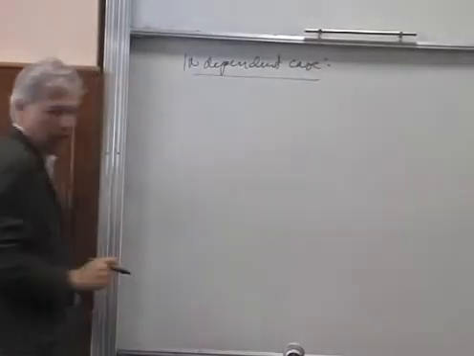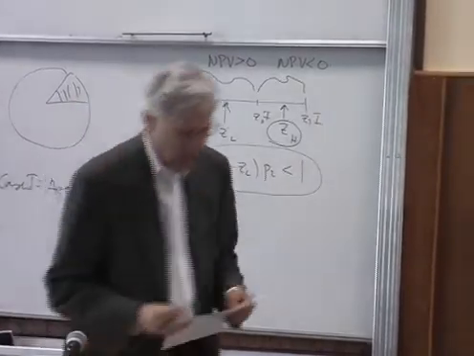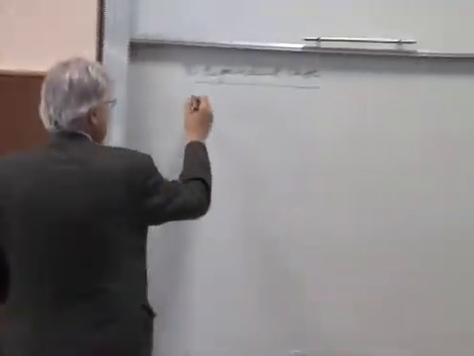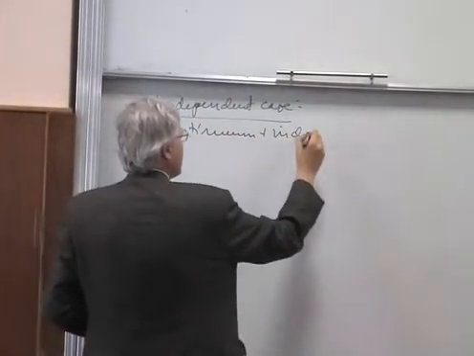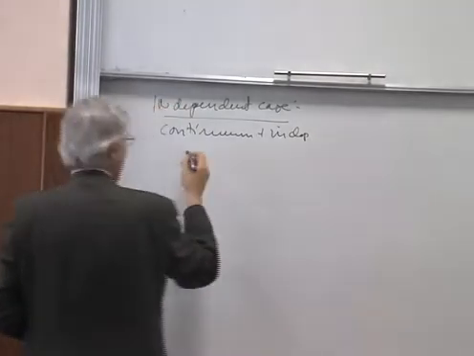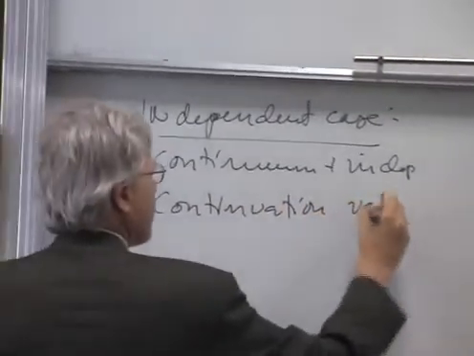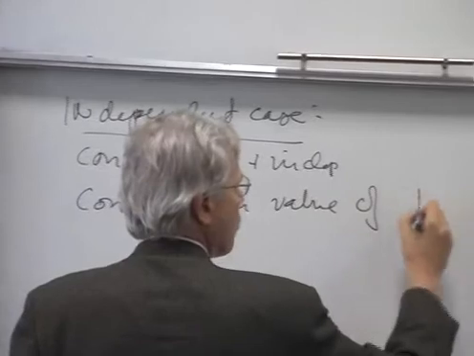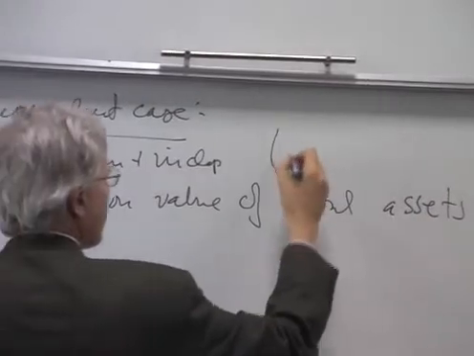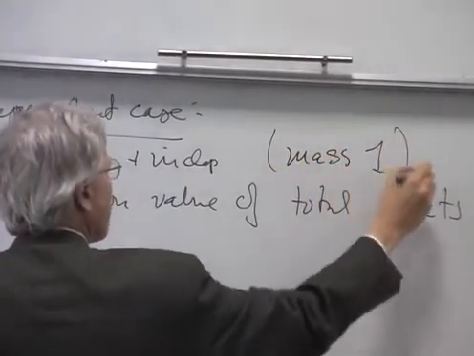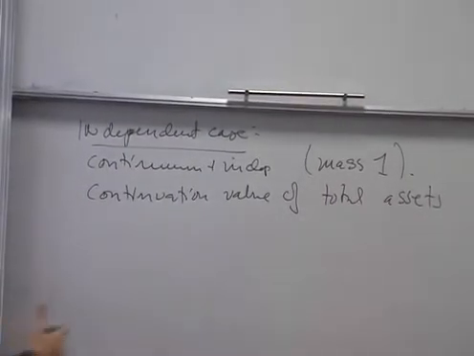Then we have a situation that we are going to have. So this is the continuum, quasi-independent. Gives you that the total value, the continuation value of total assets, and this is by the way mass 1, so whether we look at the representative firm or the whole economy, everything looks the same.